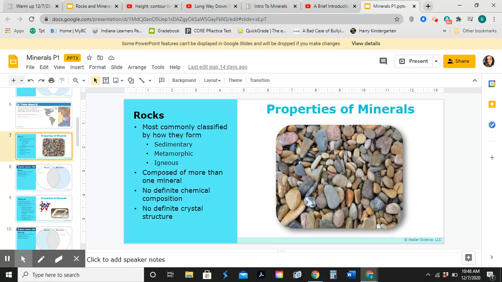Rocks are most commonly classified by how they form: sedimentary, metamorphic, and igneous. They are composed of more than one mineral. There's no definite chemical composition. There's no definite crystal structure.